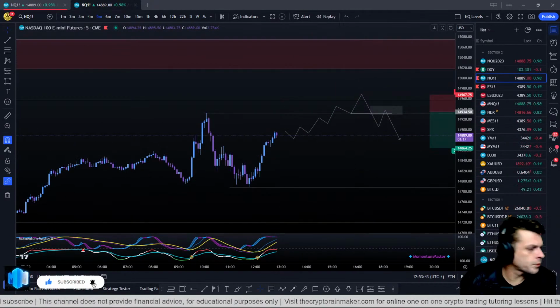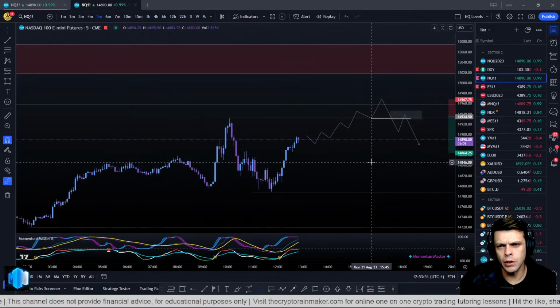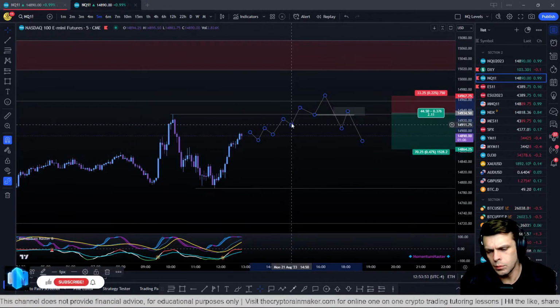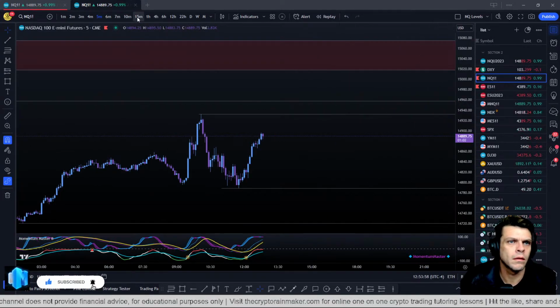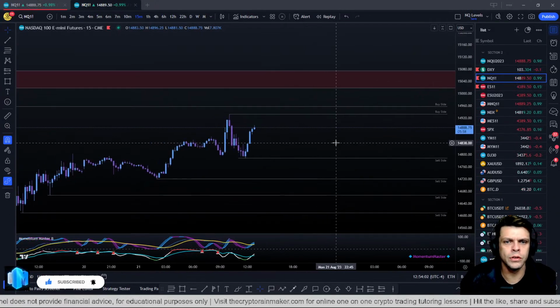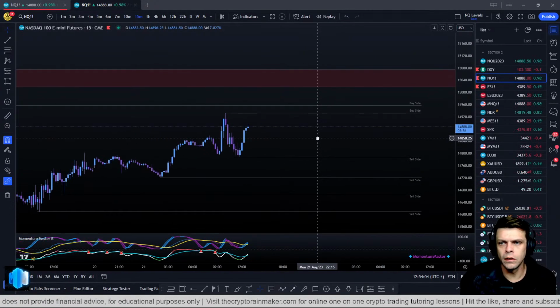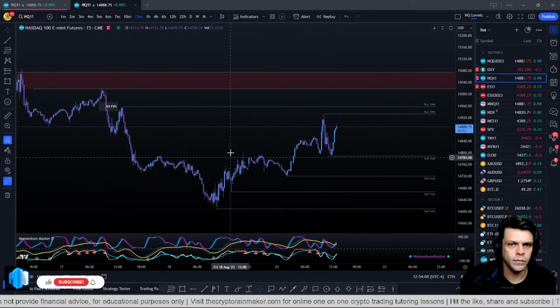All right, let me quickly just remove all of this that I used for the explanation. So right now, going into the afternoon sessions, these are the liquidity levels that I'm currently looking at.